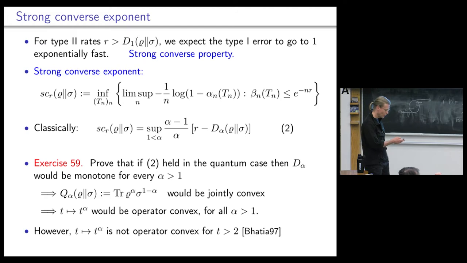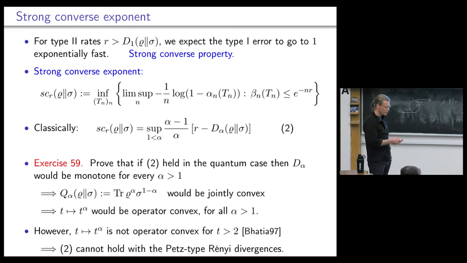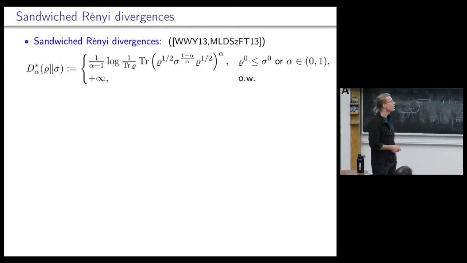What shall we do then? Well, what turned out to be the solution is that we should find another notion of quantum Rényi divergences, different from the Petz type quantum Rényi divergences. These are the so-called sandwiched Rényi divergences, which I talked about before, and which were introduced in two papers more or less at the same time, and Mark is here, author of one of them. They are defined by this formula, which looks very similar to the previous one, except that the powers of rho and sigma are arranged in a slightly different way.